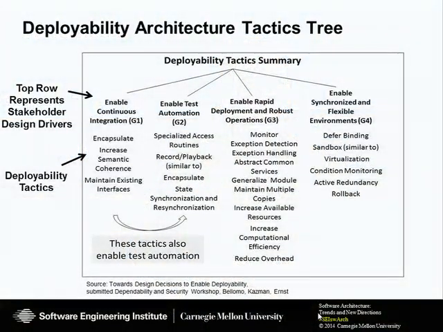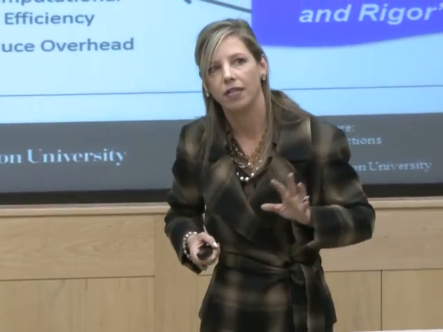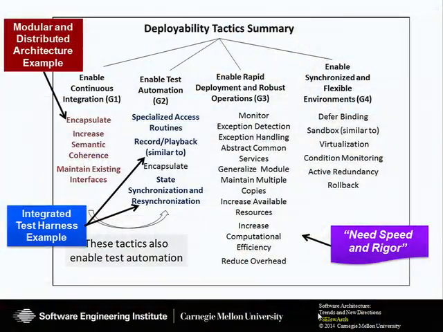And then the deployability tactics are shown here. You'll notice that some of the tactics, such as encapsulation, increasing semantic coherence, maintain existing interfaces, also enable test automation. So sometimes they cross into both bins. So that's a big picture of the tactics we found, and these are the tactics that we'll go over in the Saturn tutorial. Here are a couple that we've actually gone through. I just want to show where we have been.